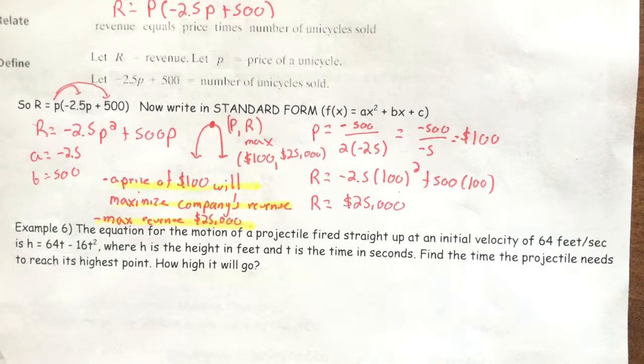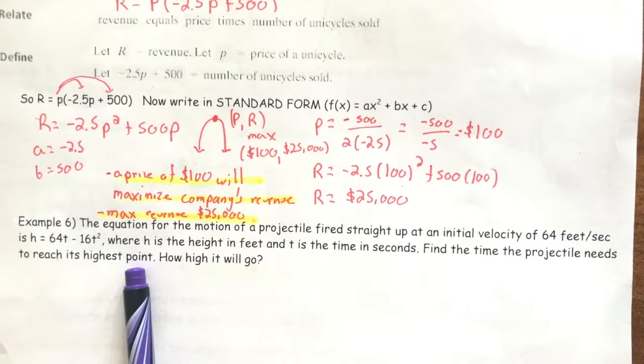It says the equation for the motion of a projectile fired straight up at an initial velocity of 64 feet per second is h equals 64t minus 16t squared, where h is the height in feet and t is the time in seconds. Find the time the projectile needs to reach its highest point and how high will it go. Notice, we're trying to find the time when it's going to reach its highest point. Its highest point is going to be at its maximum.